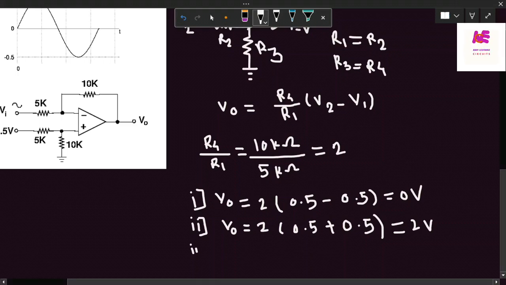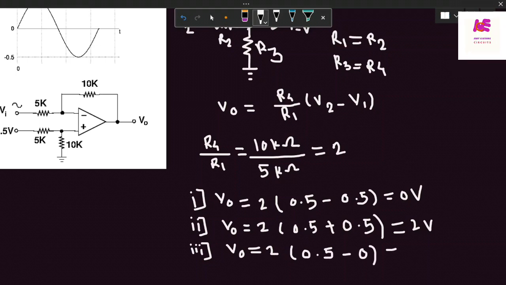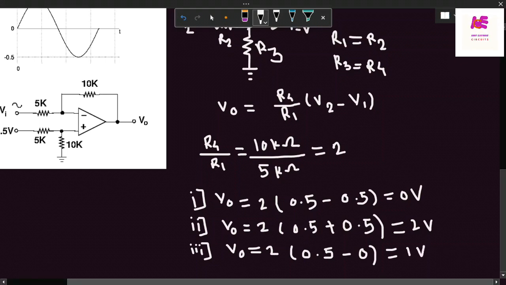Third case: calculate the reference line to draw the sinusoidal signal. R4 by R1 is 2. Consider the DC voltage 0.5 minus the reference input voltage, which is 0. So I'm getting the reference line at 1 volt. Here we are working on amplitude only, so the frequency will not change.